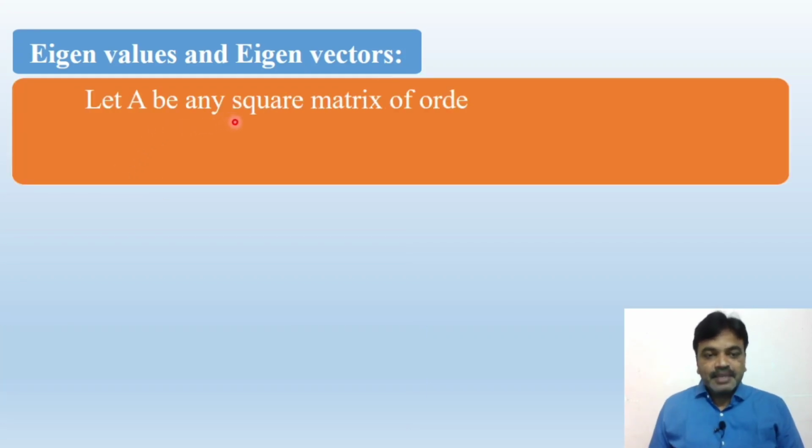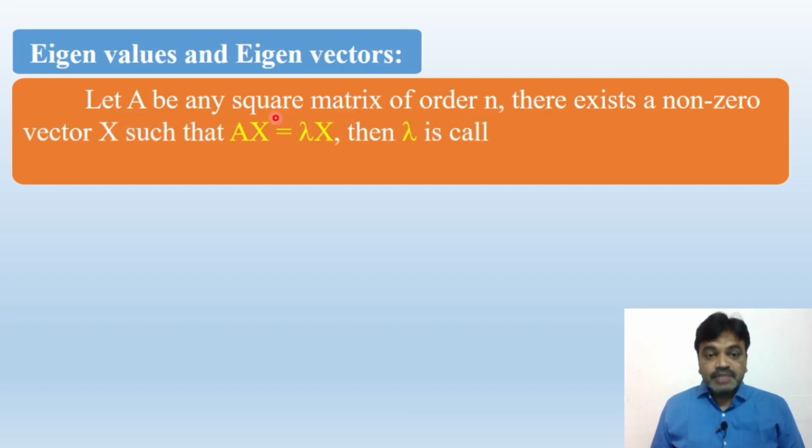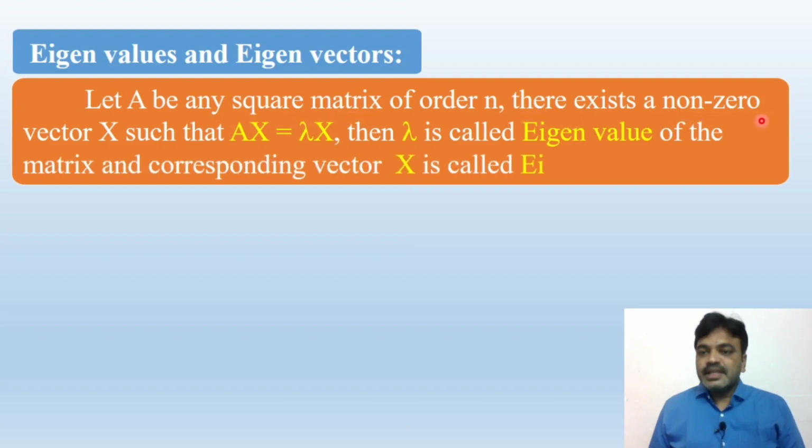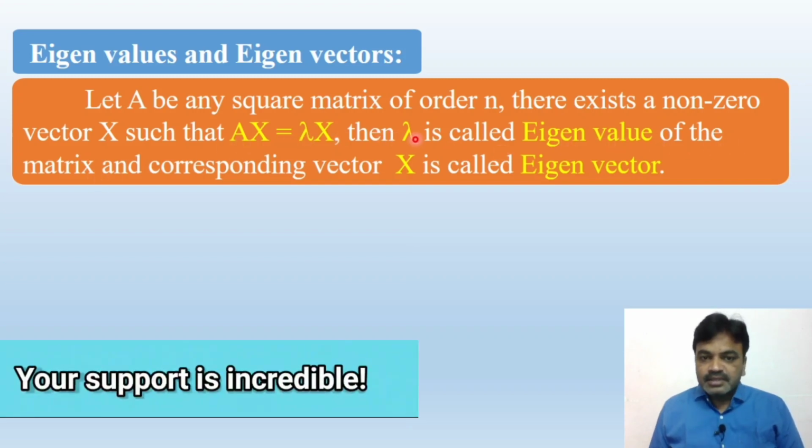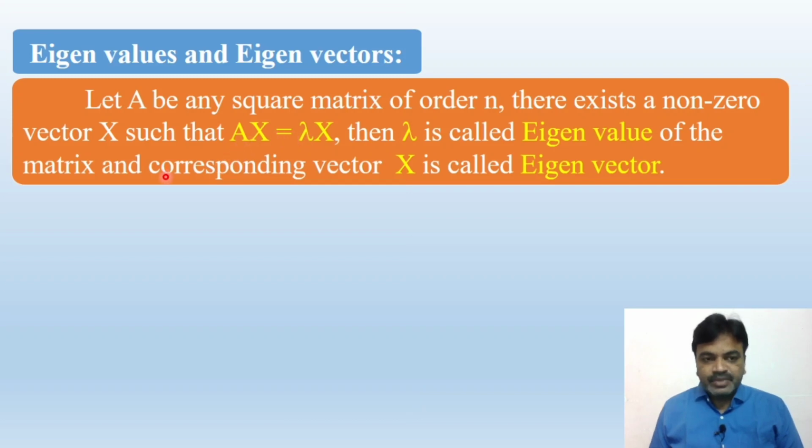Let capital A be any square matrix of order n. This is important. A is any square matrix. There exists a non-zero vector x such that Ax is equal to lambda x. This condition is also very important. Then this lambda is called the eigenvalue of the matrix A, and the corresponding vector x is called the eigenvector.